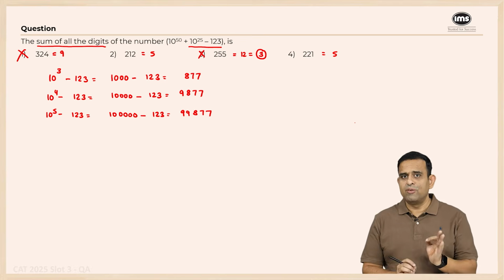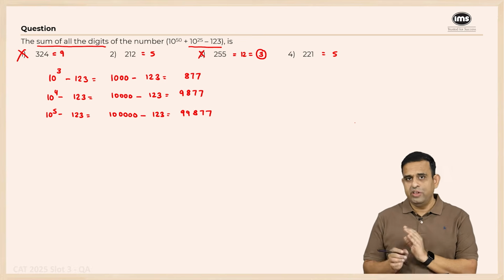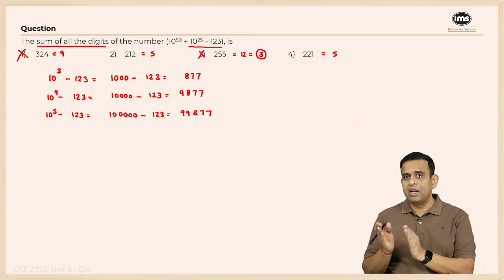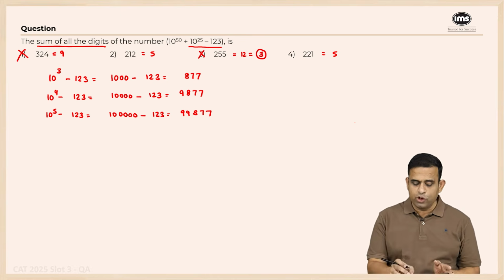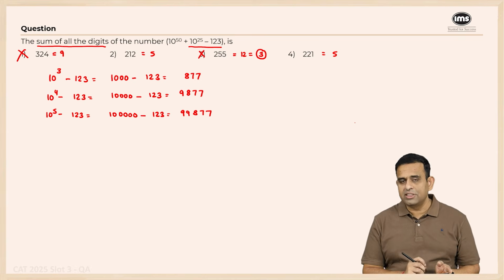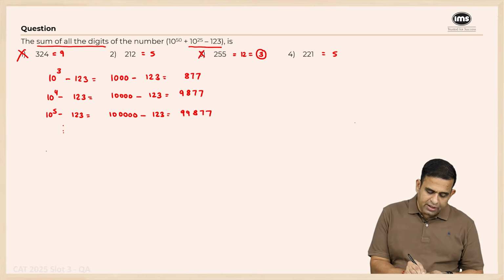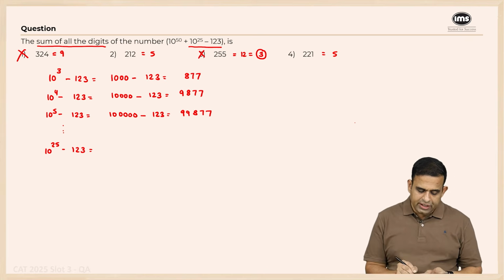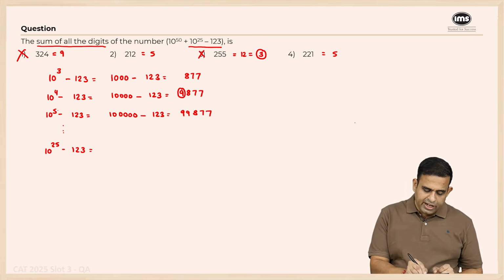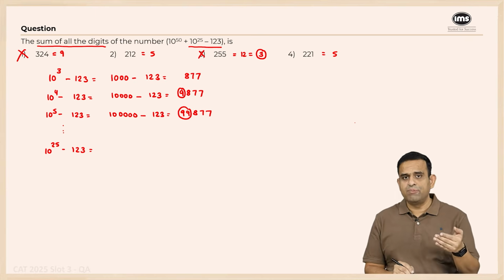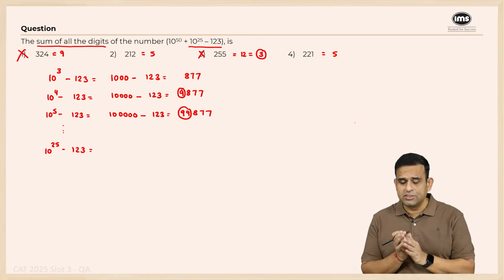In case of 10 power 4 minus 123, we got 877 in the end, but we also got a 9 on the left side. In case of 10 power 5, we got 2 nines and then the number 877. So it's going to be very clear if I now ask you to look for the pattern in 10 power 25 minus 123. In case of 10 power 4, we had only 1 nine. In case of 10 power 5, we had 2 nines. So definitely in case of 10 power 6, I must have got 3 nines.